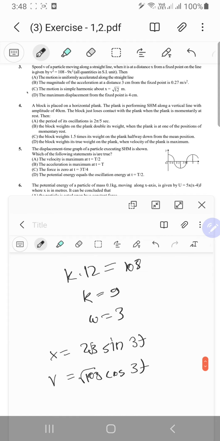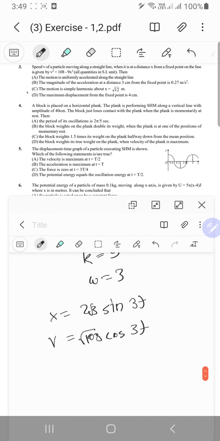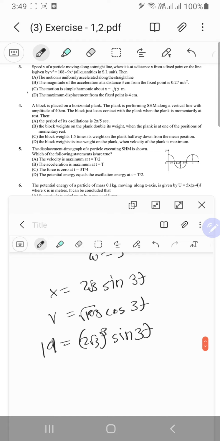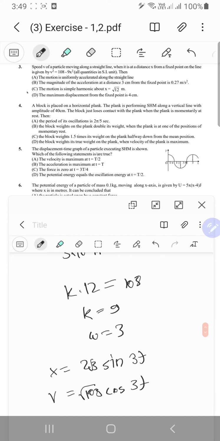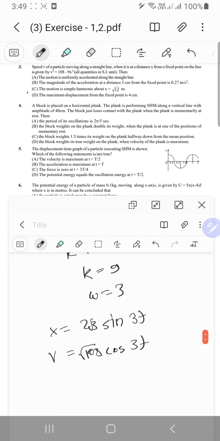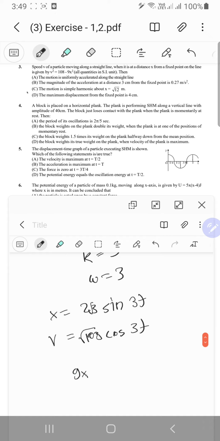What else do we have? The magnitude of acceleration, well, okay, acceleration is going to be 2 square root 3 cubed into sine of 3t, I mean magnitude of that. So at a distance of 3 centimeters, why don't we directly use kx for this? We already know what k is. It's going to be 9, so just 9 into 3 upon 100, which is 0.27, so that's correct.